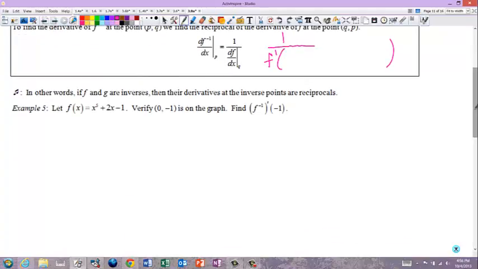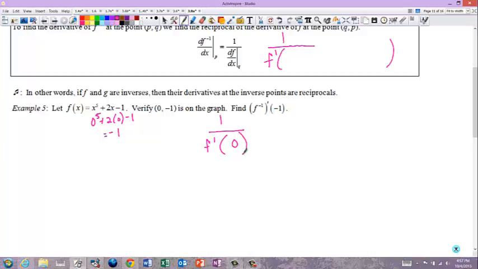Alright, it says let f of x equals x to the 5th plus 2x minus 1. Verify (0, -1) is on the graph. So 0 to the 5th plus 2 times 0 minus 1 is negative 1. So it says find the inverse derivative at negative 1. What it is, it's 1 over the derivative of f at 0.